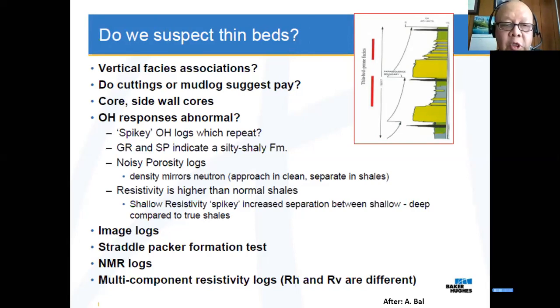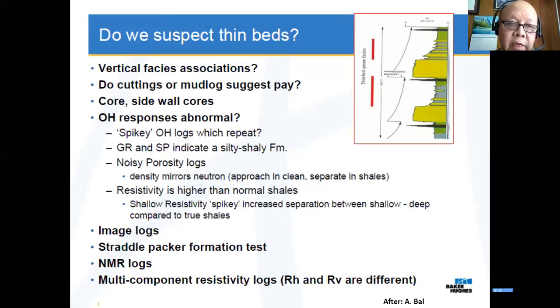For example, spiky open hole logs which repeat. Bear in mind that those spikes have to repeat. If they don't repeat, if they are random, it's probably noise. Then we look at the gamma ray and the SP, they'll be indicating like a silty shaley formation. And looking at the porosity logs, they may be noisy.